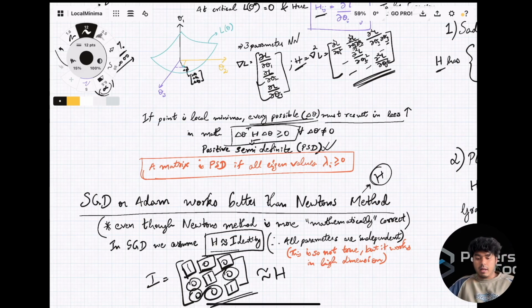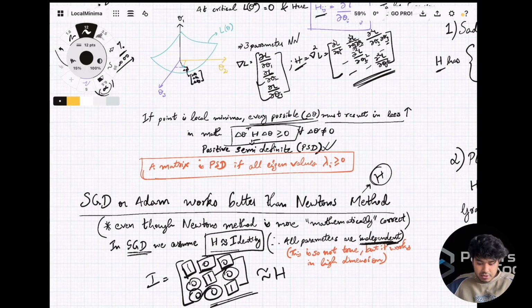That means we are assuming, and I'm not making this up, this is how the SGD algorithm works, that the second order Hessian is an identity, which means all the parameters are independent of each other. This is an assumption that SGD makes. This is obviously not true. Let's say you have a 10-layer neural network. The parameters in your 10th layer obviously depend on the parameters in your first layer, because the first layer processes information and it goes on to the second layer, third layer, and so on until the 10th layer. And the 10th layer parameters obviously depend on the first layer parameters.